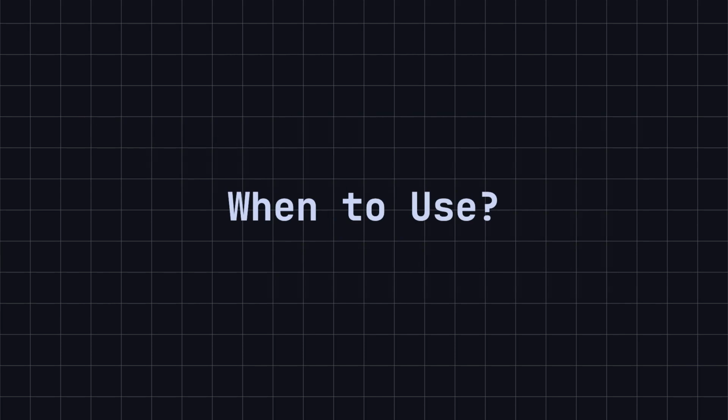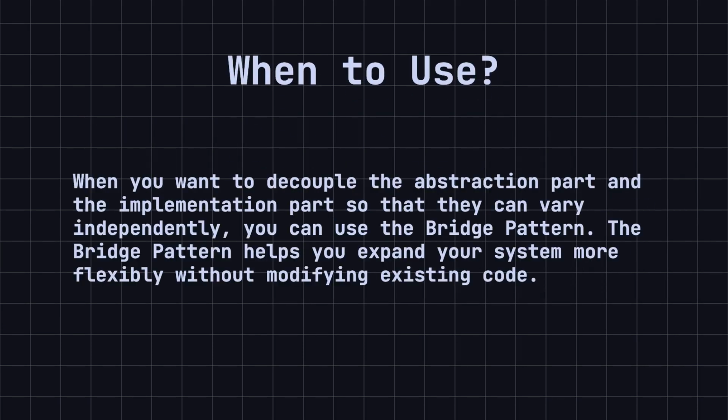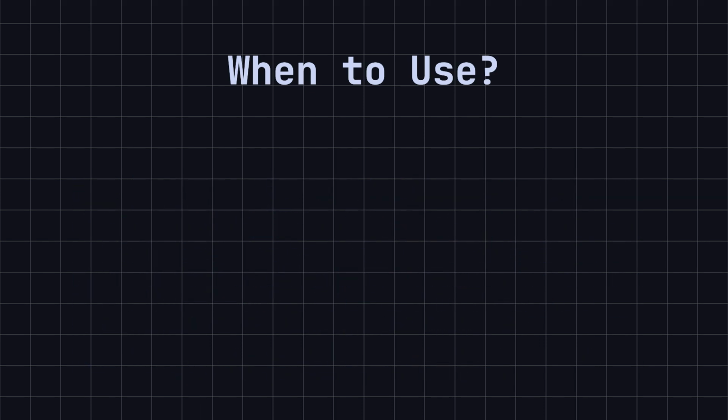When should we use the bridge design pattern? When you want to decouple the abstraction part and the implementation part so that they can vary independently, you can use the bridge pattern. The bridge pattern helps you expand your system more flexibly without modifying existing code.